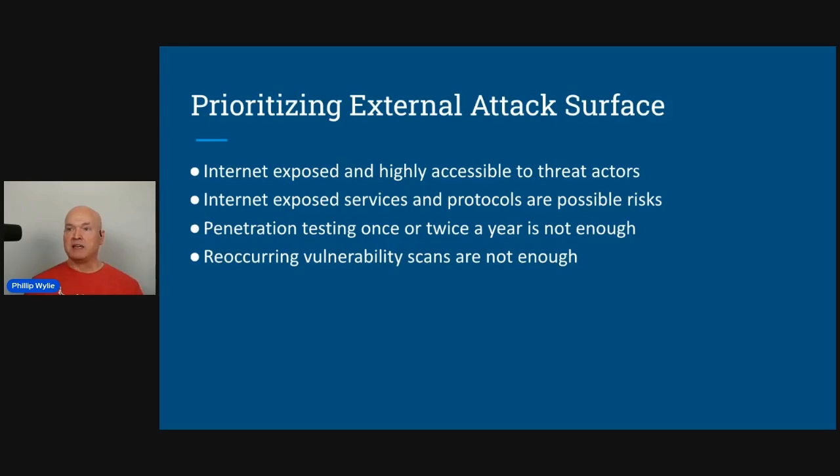So prioritizing external attack surface. Internet exposed and highly accessible to threat actors, internet exposed services and protocols are possible risks. Although we're focusing on API here, one thing to keep in mind, a takeaway from this today, there are other risky protocols to be exposed. Just like remote desktop protocol, you don't want that exposed to the internet.